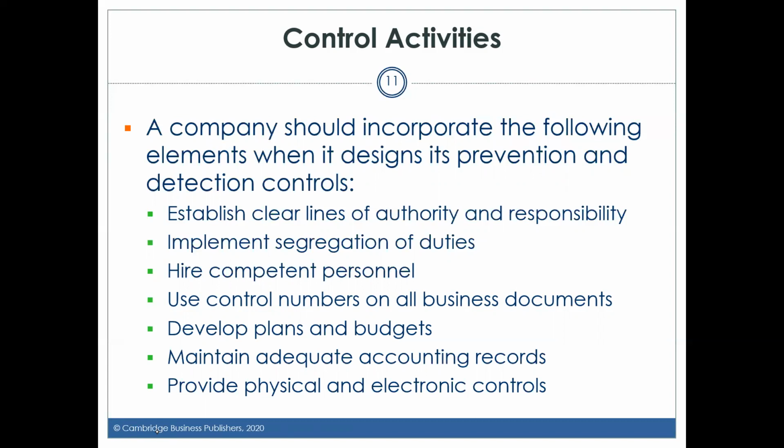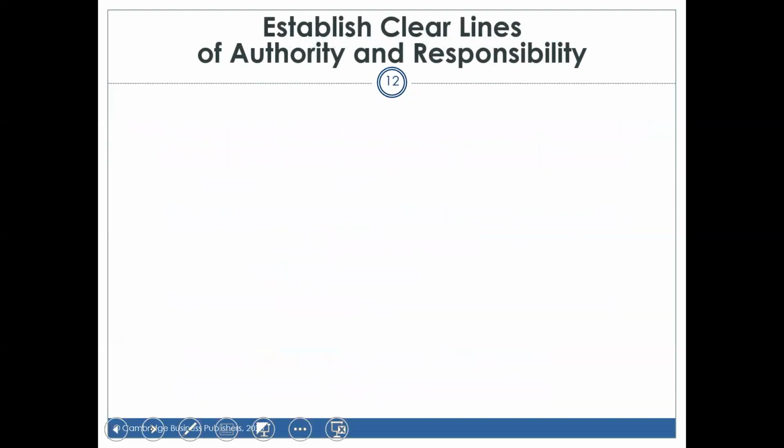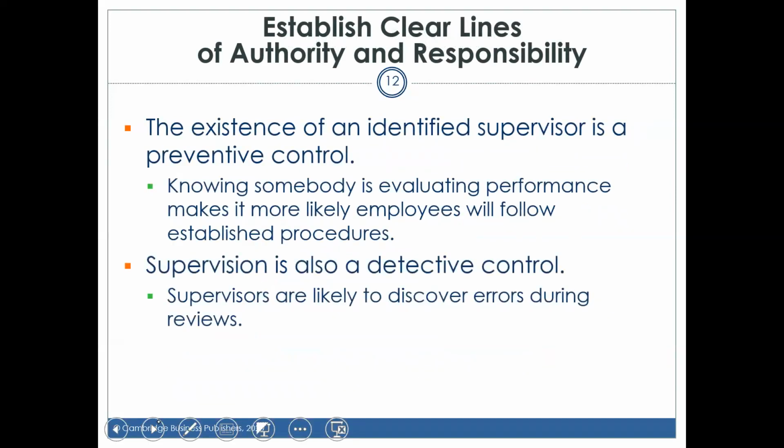Obviously, hiring competent personnel. Using control numbers on all business documents. For example, checks that the business has should have a check number on it, and no two checks have the same number. There are sequential control numbers on documents. This helps to prevent fraud. Develop plans and budgets, maintain adequate accounting records, provide physical and electronic controls, and so forth. You can read this right here. This is pretty self-explanatory.